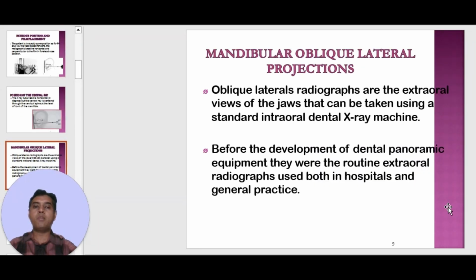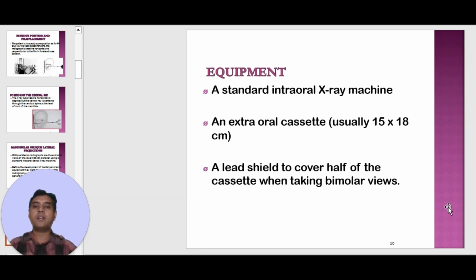Coming to mandibular oblique lateral projections. Oblique lateral radiographs are extraoral radiographs of the jaws that can be taken using a standard intraoral dental X-ray machine. Before the development of dental panoramic equipment, they were the routine extraoral radiographs used both in hospitals as well as in general practice. Equipment used are a standard intraoral X-ray machine, an extraoral cassette of size 15 by 18 cm, and a lead shield to cover half of the cassette when taking bimolar views.